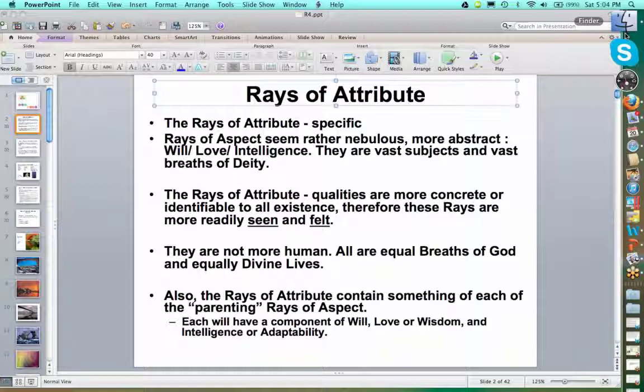One thing to keep in mind with all the rays is that they are not necessarily only pertaining to human beings. We tend to think of the rays as, oh, how does it affect me? What ray is my personality? What ray am I on a soul level? Yes, we do that, but the rays are all around us in every part of our manifestation. They are all equal breaths of God or of deity, and they are all divine lives. The rays of attribute contain something of each of the parenting rays of aspect. And this is important for us to understand and to recognize that we will see similarities within these four rays that pertain to the first three rays of aspect.